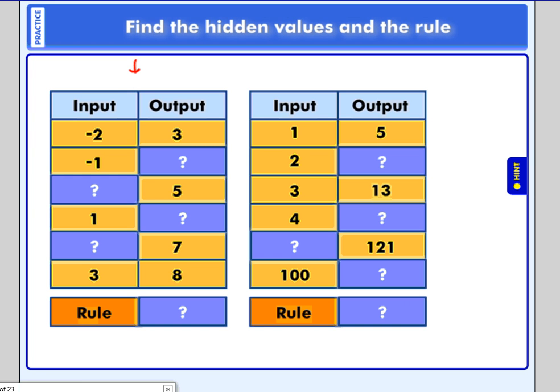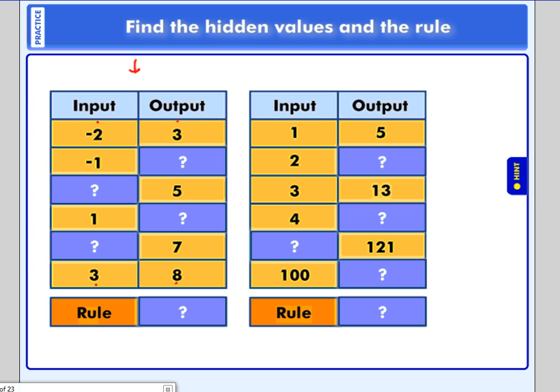All right, to do this one, you have to look at the ones you know. So for example, we have -2 to a +3. And down here, we have a 3 to a +8. So we're going to look at the relationship between those 2 sets of numbers. And when we can find the relationship between those numbers, we can find the rule.